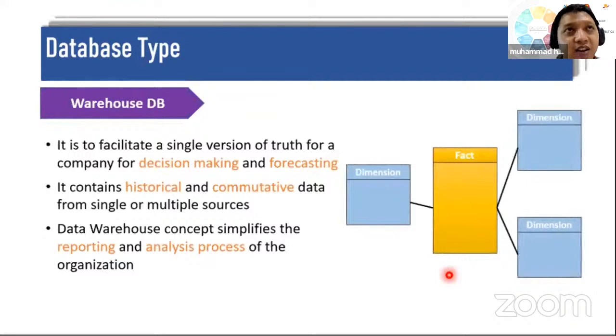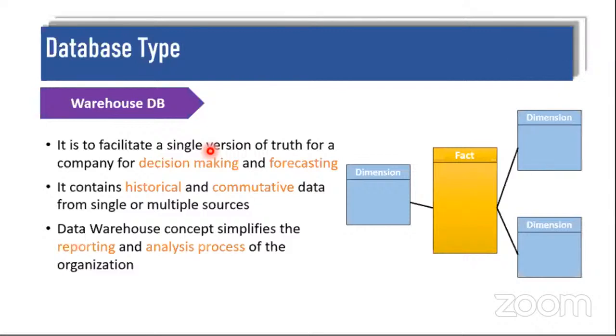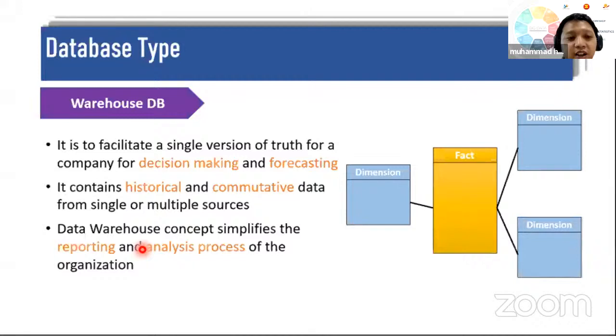Okay. And next is the warehouse DB. The warehouse DB, we already know, is a concept to support BI purposes. It is to facilitate a single version of truth for a company for decision making and forecasting. It contains historical and cumulative data from single or multiple sources. And the data warehouse concept simplifies the reporting and analyzing process of the organization. We can say the warehouse DB characteristic is that there are fact tables and dimension tables.